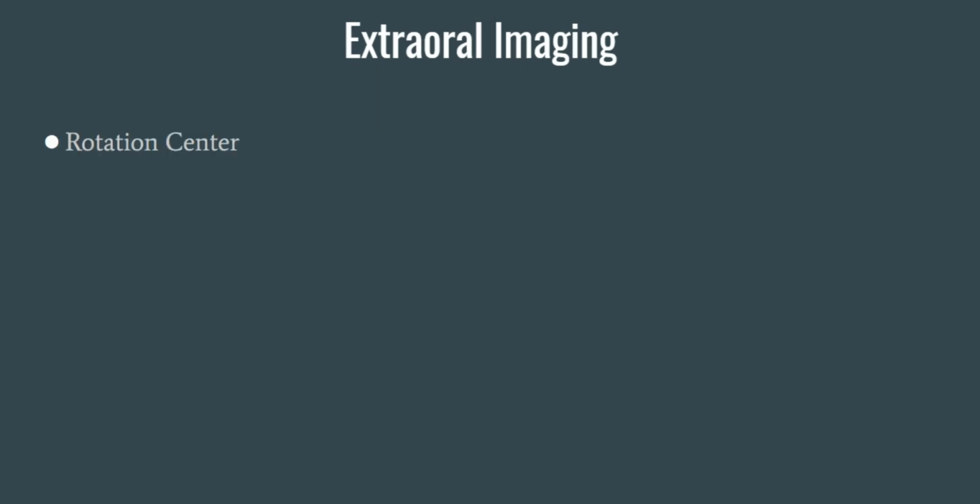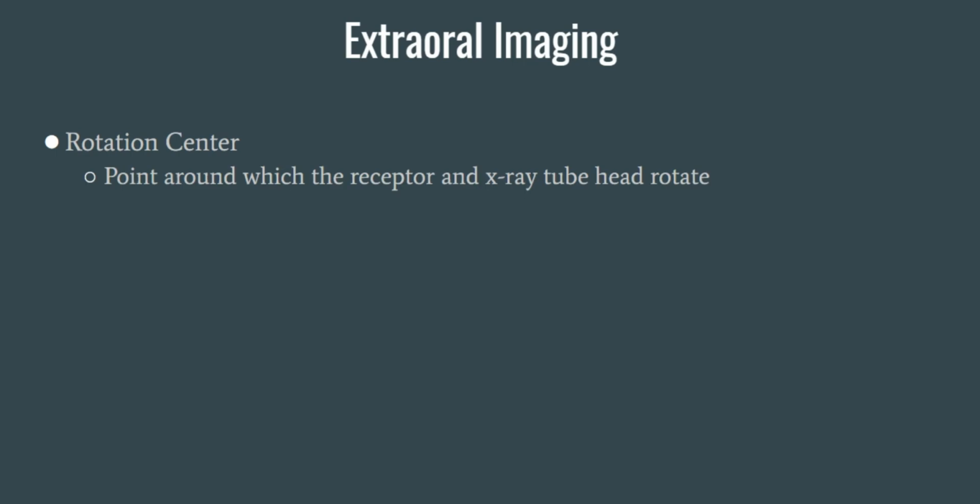So there's a part called the rotation center. And this is a point around which the receptor and the X-ray tube head rotate. Think of this as the axis or the pivotal point. This rotation center is going to change as the receptor and the X-ray tube rotate around the patient. And what this does is it allows an image layer to conform to the shape of the dental arches. Because those arches have a bit of a curved shape to them, that rotation center changing allows the image to work its way around the arch so that there's minimal distortion.